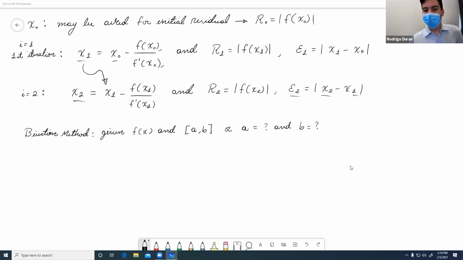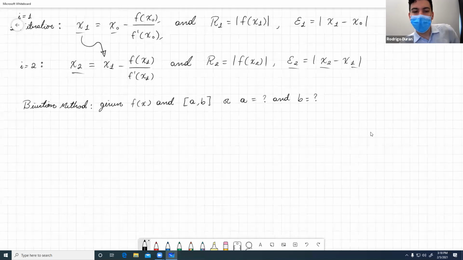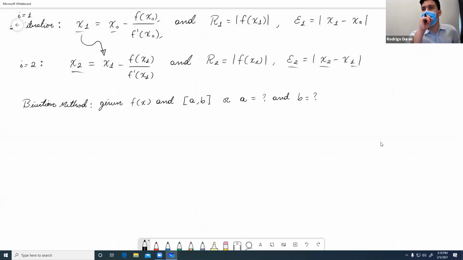So given the function of x and the actual bracket, we can start doing the bisection method. I guess I have enough time to do it real quick. If you have a function like this, and you want to evaluate it at two points, let's say this is B and this is A right here. Just look at the graph visually. If I evaluate f of B, is it going to be positive or negative?